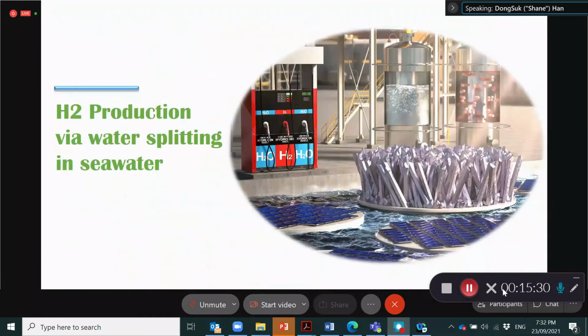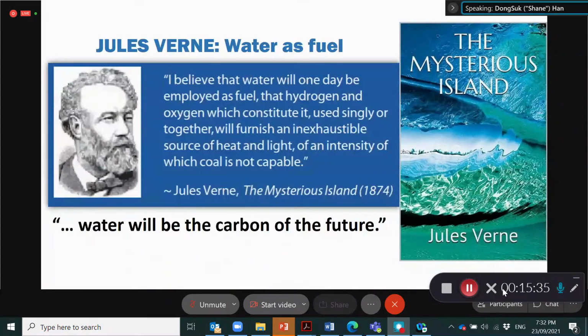So let's talk first about H2 production by water splitting in seawater. When I searched Google Images for general hydrogen green energy, I found this slide. Jules Verne, in 1874, made history with the book The Mysterious Island. He addressed water as pure. In that context, he said, water will be the coal of the future.